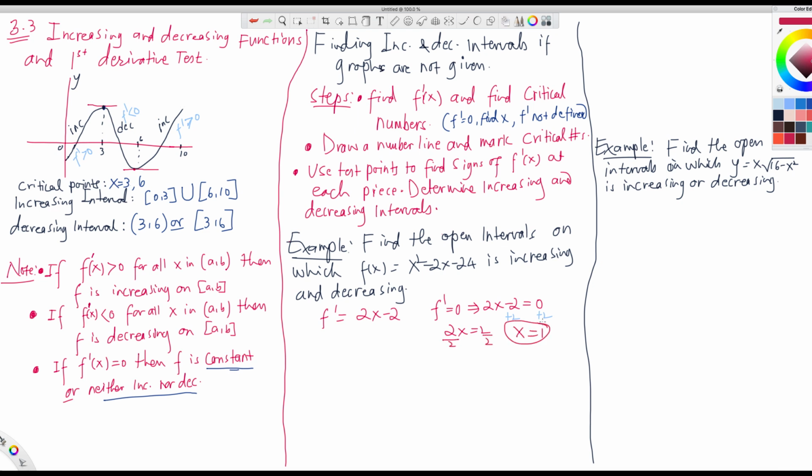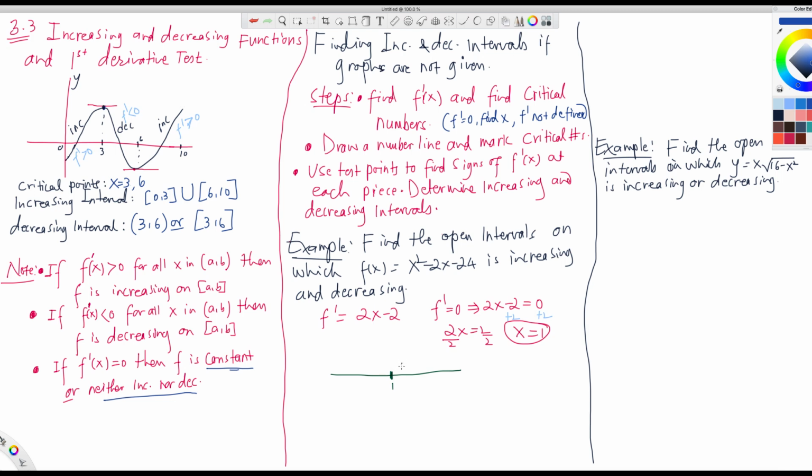So this is the only critical number, right? Because there is no x value where f prime is not defined, because there is no x in the denominator. So we don't have to worry about undefined f prime. Okay, x equals 1 is the critical number. After you find the critical number, you draw a number line and mark that critical number. There is just one critical number, that is 1. Okay, I mark that.